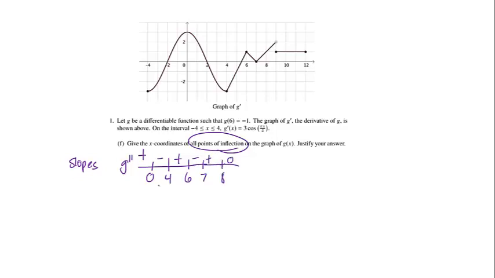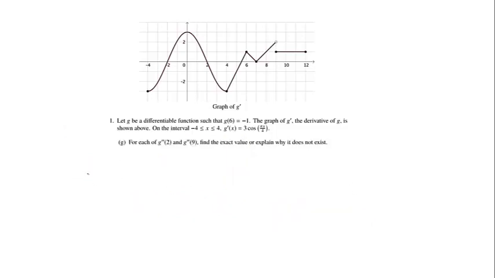All right, so if I'm looking at points of inflection, I'm looking where the sign of g prime changes. That's going to be at x equals 0, 4, 6, and 7. And they are x coordinates because g double prime changes sign. Alrighty, that was worth 1 point, but we got it.